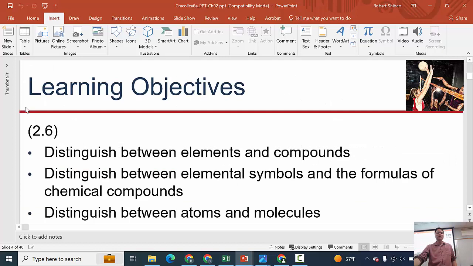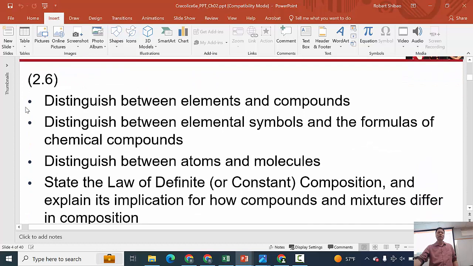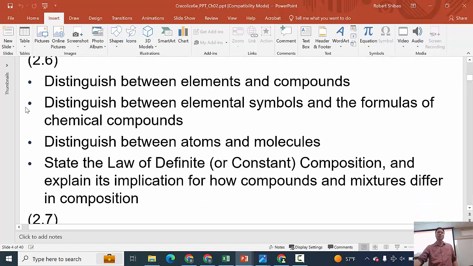Distinguish between elements and compounds. Distinguish between elemental symbols and the formulas of chemical compounds. Distinguish between atoms and molecules. State the law of definite or constant composition. What is the law of constant composition?